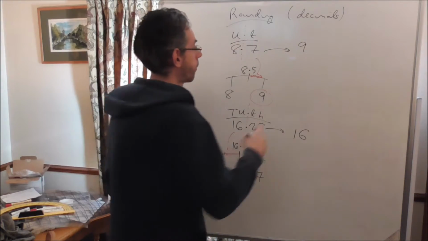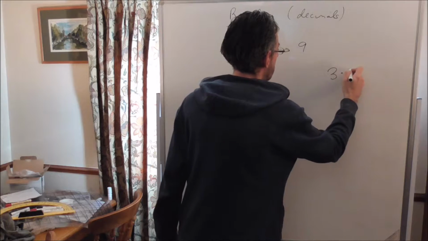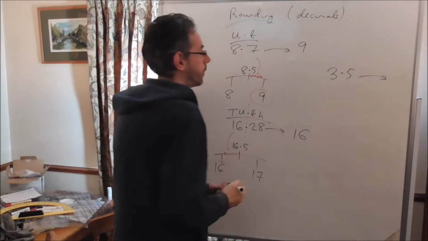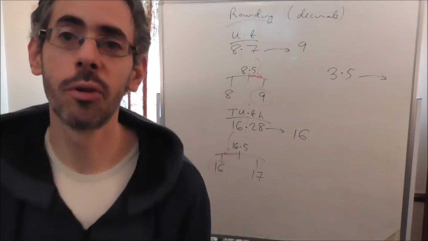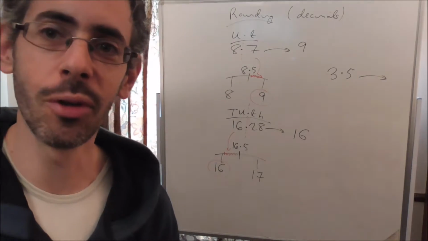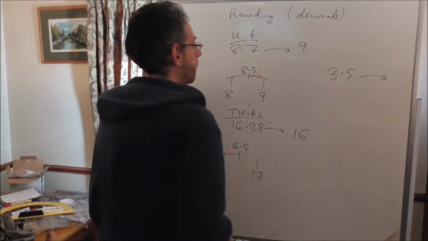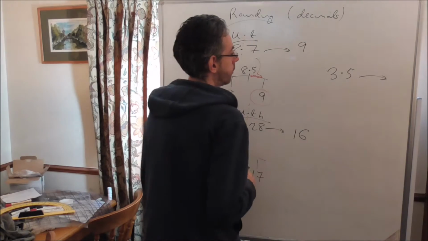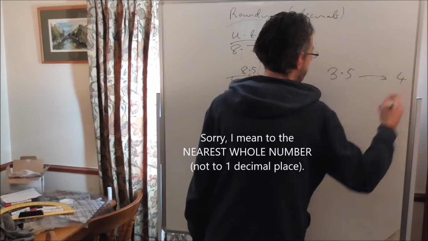So for example, 3.5, if you were to round to the nearest whole number, 3.5 is exactly halfway between 3 and 4, but usually we'd round it up. So usually we say 3.5 rounds to 4.